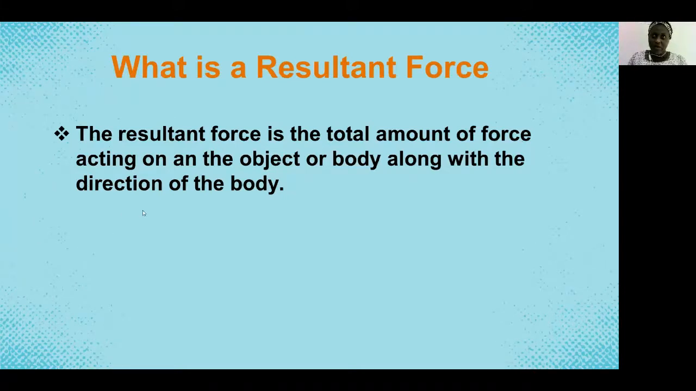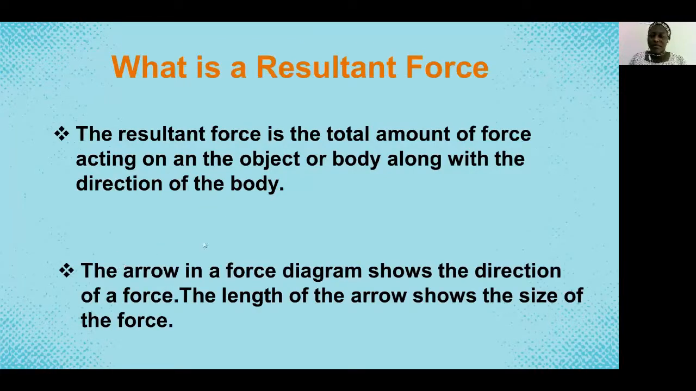So, we are going to see examples. We have a lot of examples to learn. The arrow, there is something we call the arrow in a force diagram, shows the direction of a force. The length of the arrow shows the size of the force. Students, what do we mean when we say length? The length of an arrow shows the size of the force.